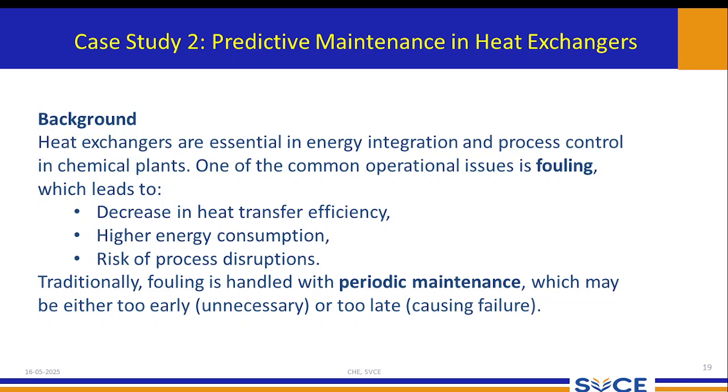One of the common operational issues is fouling. So why is this occurring? What are the effects? Decrease in heat transfer efficiency, higher energy consumption, risk of process disruptions. So why does this fouling occur? As I told you, the fouling fluid is allowed to pass. There may be scaling, and because of that the material may get corroded. Or else, because of the fouling characteristics of the fluid, the fouling may occur.